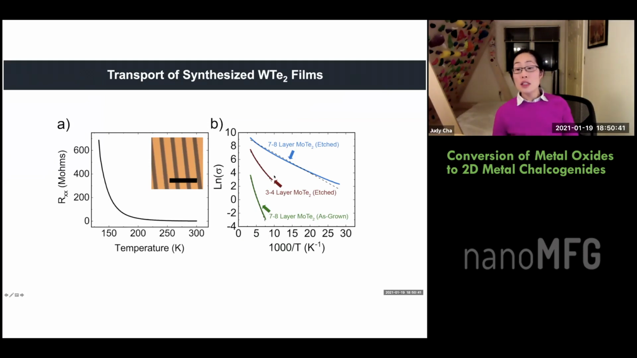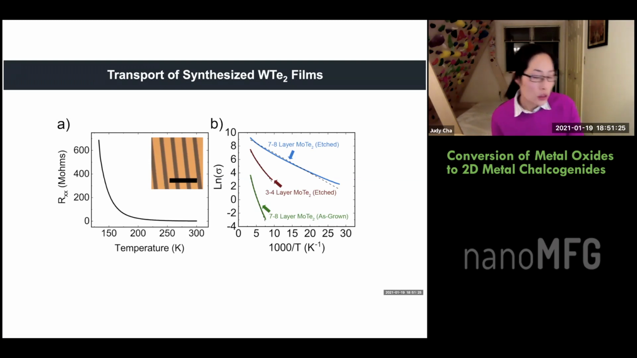There's an activation behavior as you would expect. Here, these are 3 different samples. As grown, 7 to 8 layer thick moly telluride. Now you etch it. If you etch it, there's a little bit of damage that you do. And then here's another thinner one etched. So the slope tells you sort of the alignment between your electrode, chrome gold, and your band edge. And the point that I wanted to make was that if you compare our slope to exfoliated moly telluride from bulk, it's pretty similar, at least the position of the band edge using the chrome gold as the electrode.